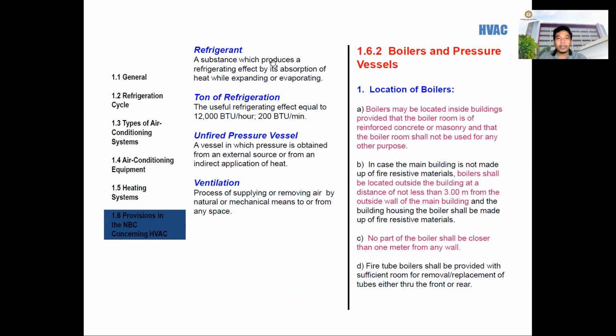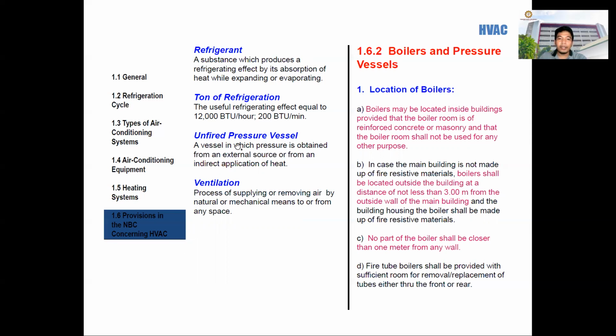And then we have refrigerant. It is a substance which produces a refrigerating effect by its absorption of heat while expanding or evaporating. Then ton of refrigeration, the useful refrigerating effect equal to 12,000 BTU per hour, or that is 200 BTU per minute, where BTU is British thermal unit.